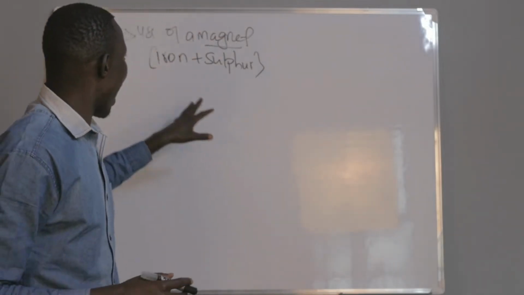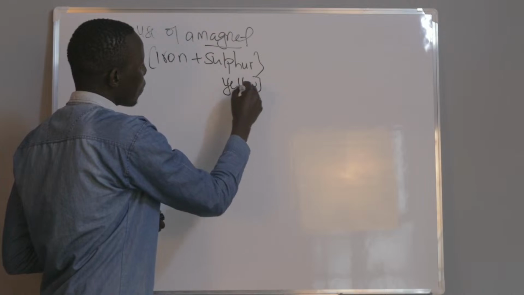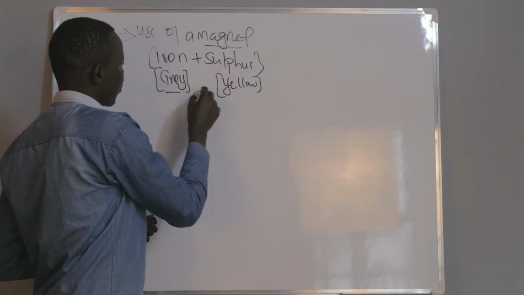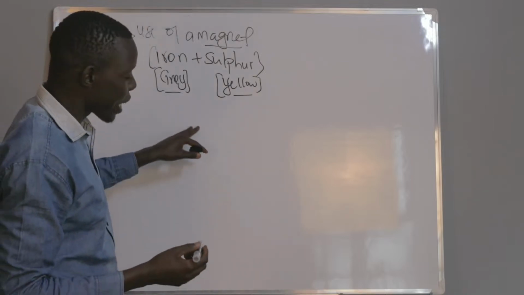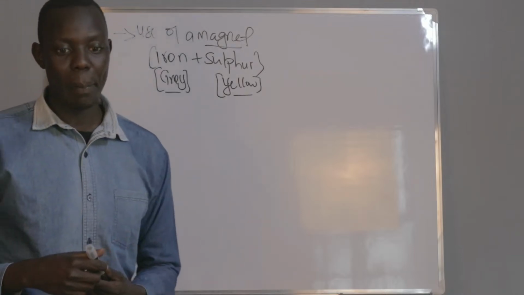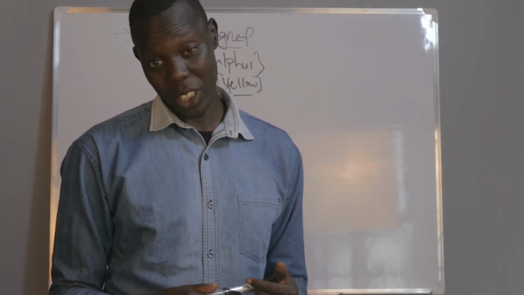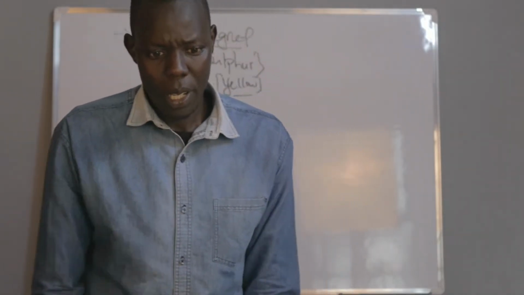And when you have a mixture of iron and sulfur, remember, sulfur is yellow in color. Iron is gray in color. When you mix the two, it forms a mixture whereby if you look at it very keenly, you can still see some gray particles and you can still see some yellow particles of sulfur. That's a mixture. So if you want to separate them, students will say you pass a magnet over it.